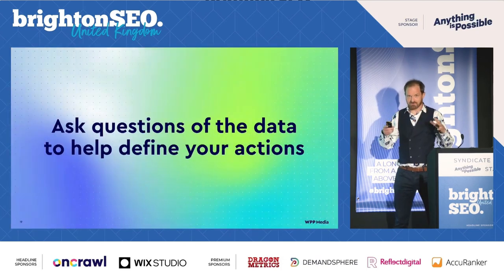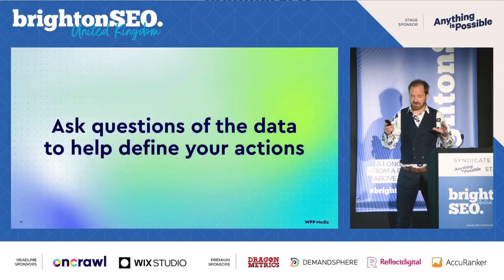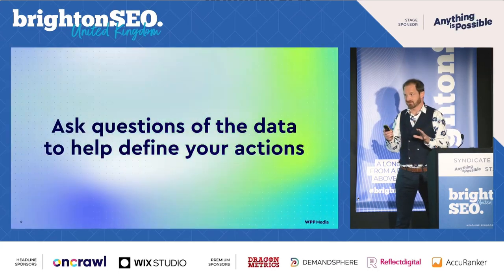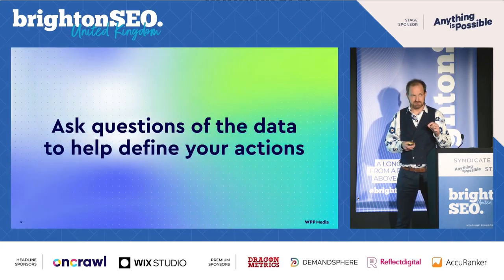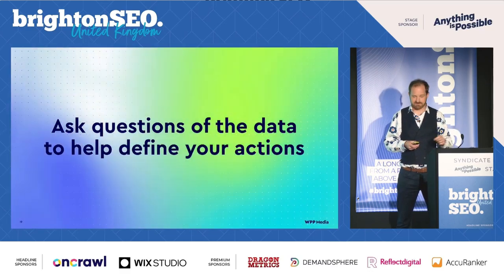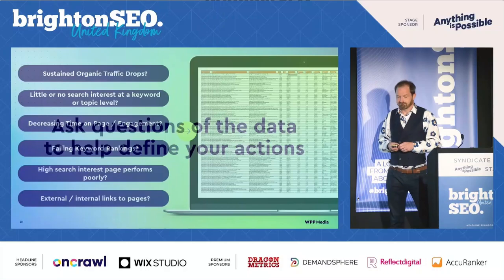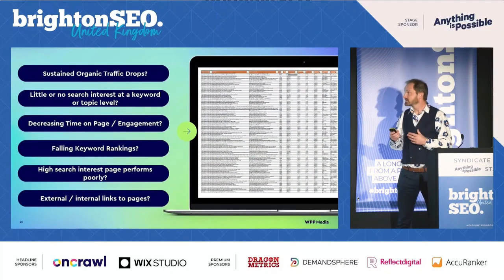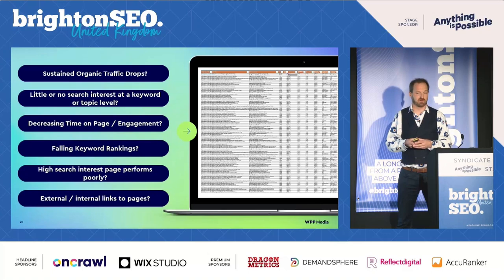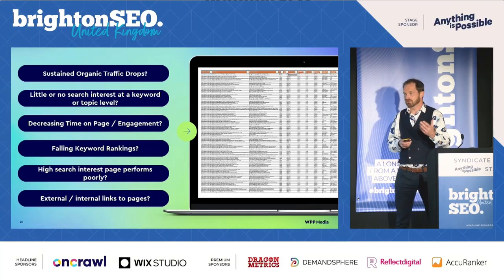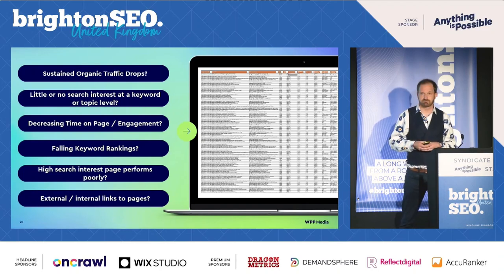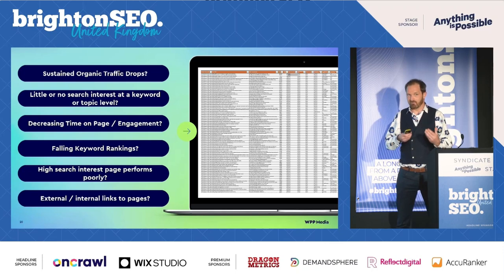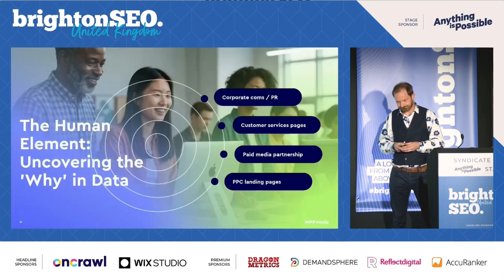Okay, so we've now got this big spreadsheet, or this big data warehouse, fully categorized with every single thing about all the performance aspects around your website. The next thing you need to do is to start asking questions of that data. And these are simple questions, like, are you seeing sustained traffic drops over time? Is there little or no search interest anymore around the topics that content was originally optimized for? Are you seeing declining on-page metrics and UX metrics? And are you seeing drops in rankings as well?